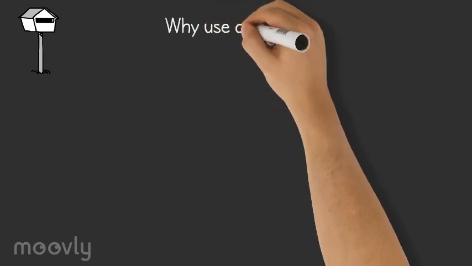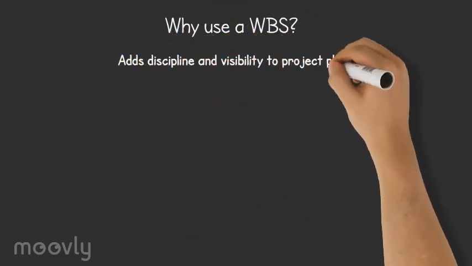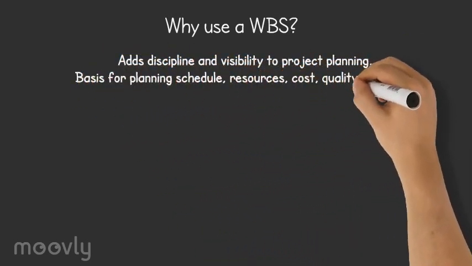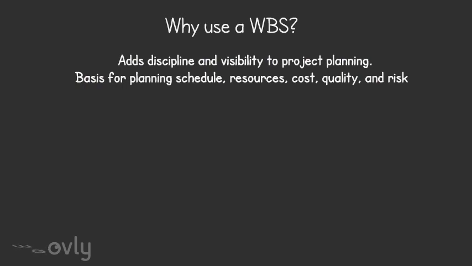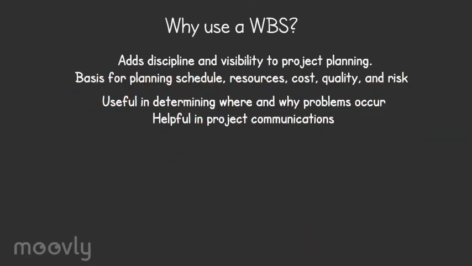Why use a WBS? It adds discipline and visibility to project planning, and is the basis for planning schedule, resources, cost, quality and risk. It is also useful in determining where and why problems occur, and helpful in project communications.